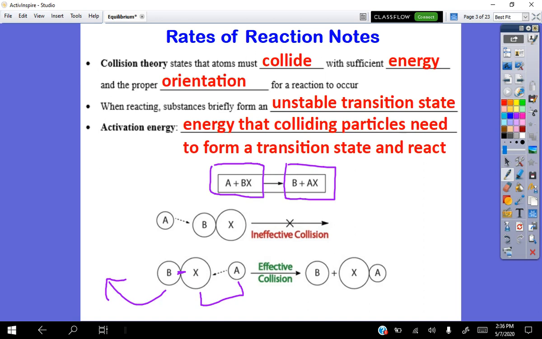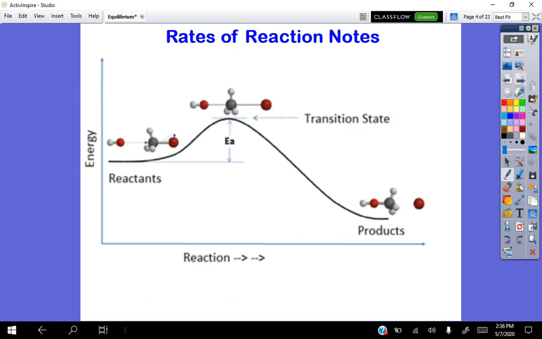To help us understand this a little bit better, we need to look at the progress of a reaction over time. When reacting, substances briefly form an unstable transition state. In order to get to that transition state, we need activation energy. This is the energy that colliding particles need to form a transition state and then react. So when we say sufficient energy, we're really talking about the activation energy. We have to overcome the activation energy barrier in order to break bonds and form new ones.